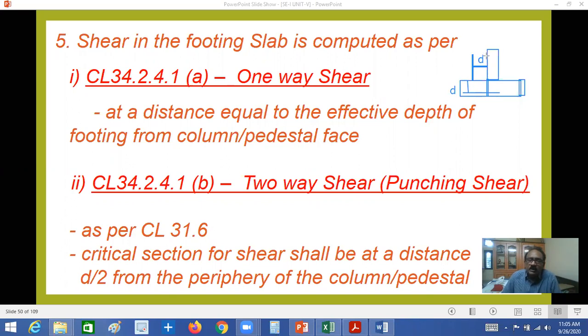That you must remember. This is an objective question where you have to take care of shear, one-way shear. See, this is a very important question. Sometimes in the exam you are asked to explain how to design. Sometimes you may be given values.